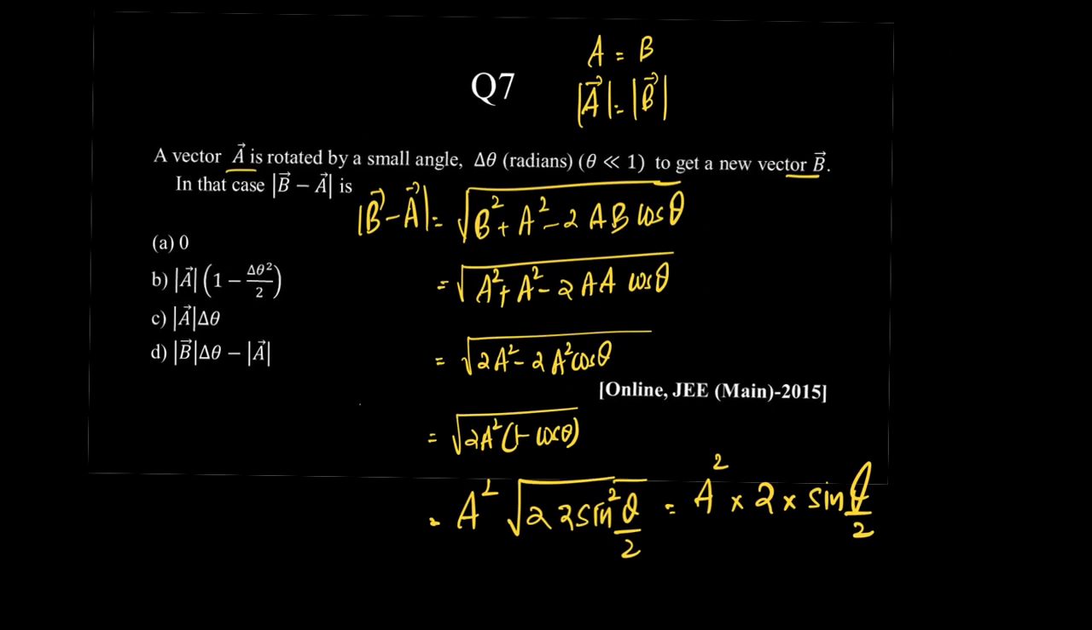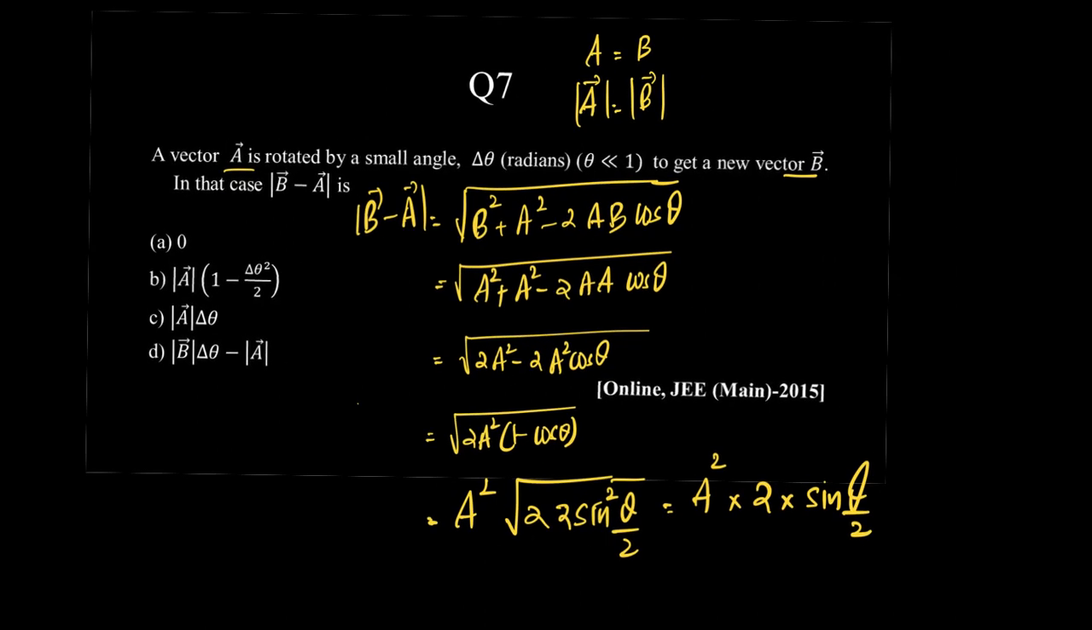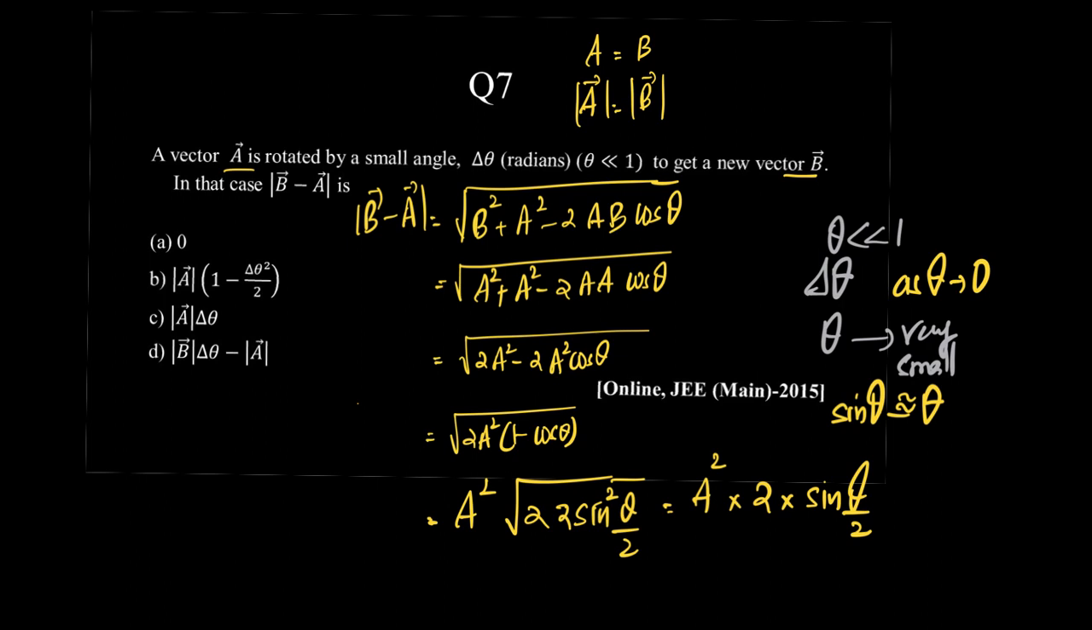Now, since it is given that theta itself is less than 1, and when it is rotated by delta theta, we can say that theta approaches a very small number. And when theta is very small, we know the trigonometric identity: sine theta becomes almost equal to theta. So as theta tends to 0, sine theta assumes the value closer to theta, which means sine theta by 2 will assume the value theta by 2.